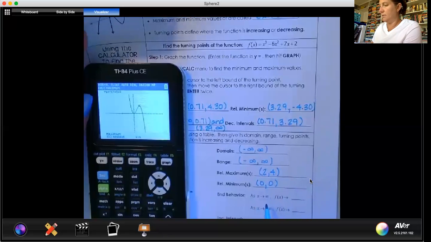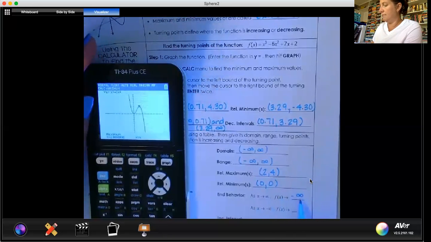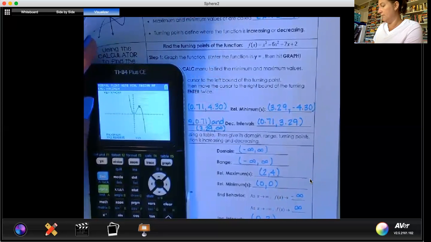And as x approaches infinity, f of x approaches negative infinity. As x approaches negative infinity, f of x approaches infinity. You are increasing between the minimum and maximum, so from 0 to 2. And you are decreasing from negative infinity to 0 and from 2 to infinity.